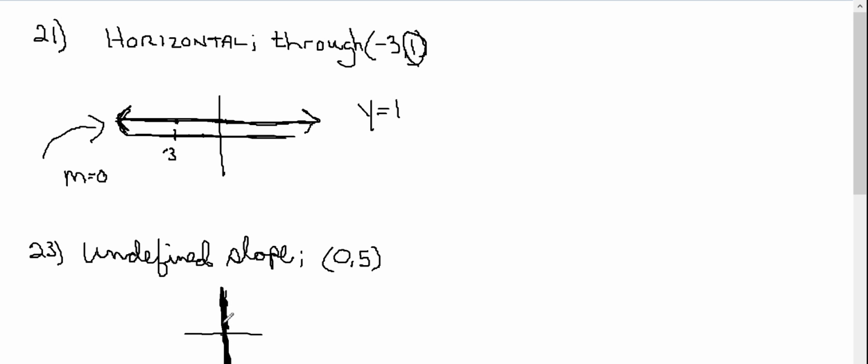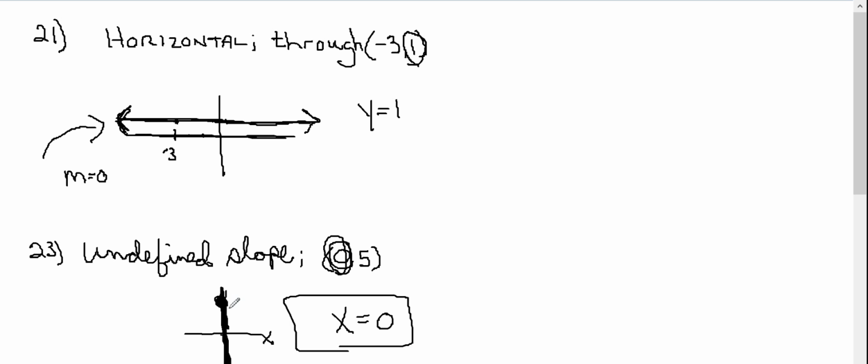So what's the equation of this vertical line? A vertical line is going through the x-axis. Here's the x-axis, we know that. So the equation is x equals 0, because here's my x value for the point, which is 0. All right, so this would be the equation of that line. Undefined slope passing through 0, 5. If it's an undefined slope, that means it's a vertical line.